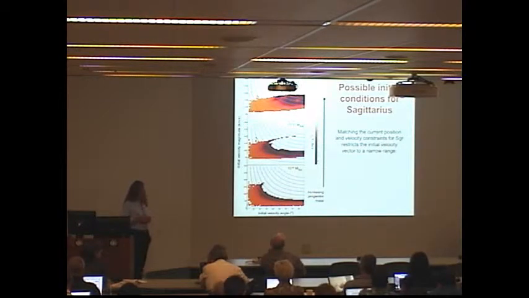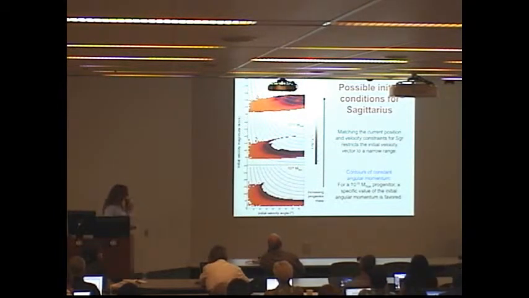Specifically, if we look at the lower panel, the 10 to the 10 solar mass progenitor, and we look at those blue lines, which are contours of constant angular momentum, we really do pick out one value of the angular momentum. And that suggests that we now have a really good constraint on what the angular momentum of Sagittarius was 5 billion years ago prior to infall.